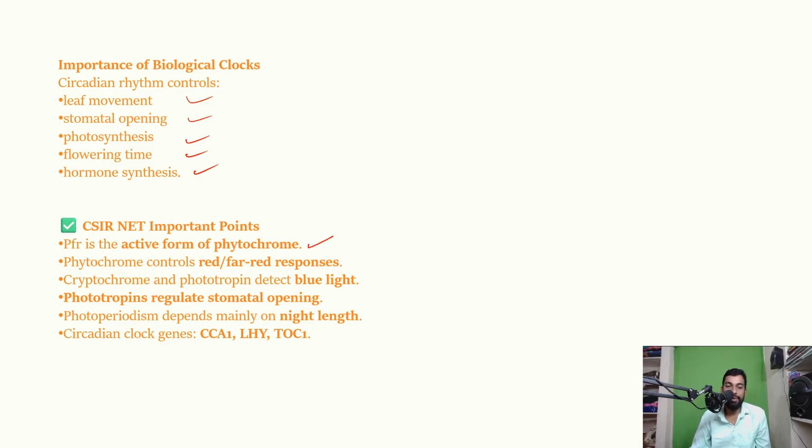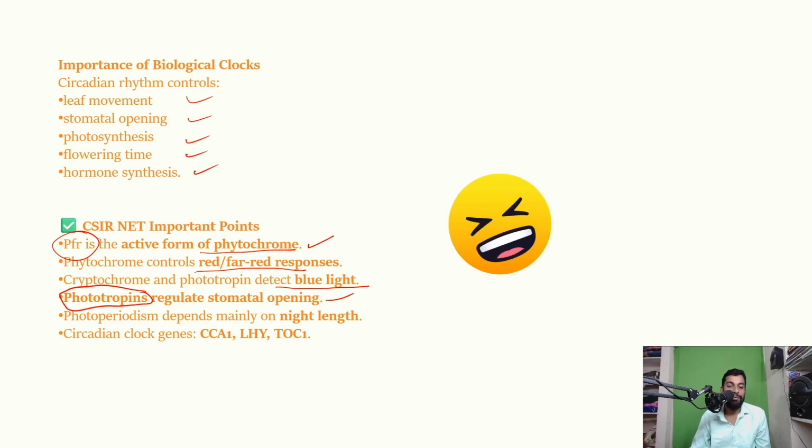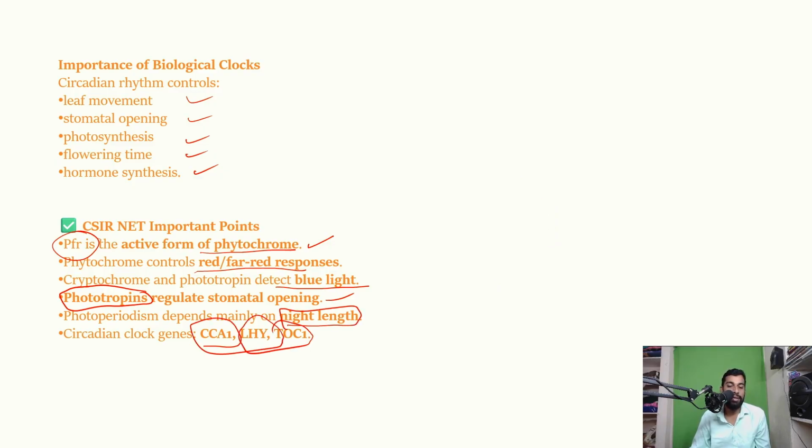PFR, that means it absorbs far red light. The active form of phytochrome. It is an active form, okay. Phytochrome controls red and far red light responses. Remember it. Cryptochrome detects blue light. Okay, phototropins regulate stomatal opening. Here every pigment has a specific activity. Photoperiodism depends mainly on night length. Circadian clock genes are CCA1, LHY, TOC1.